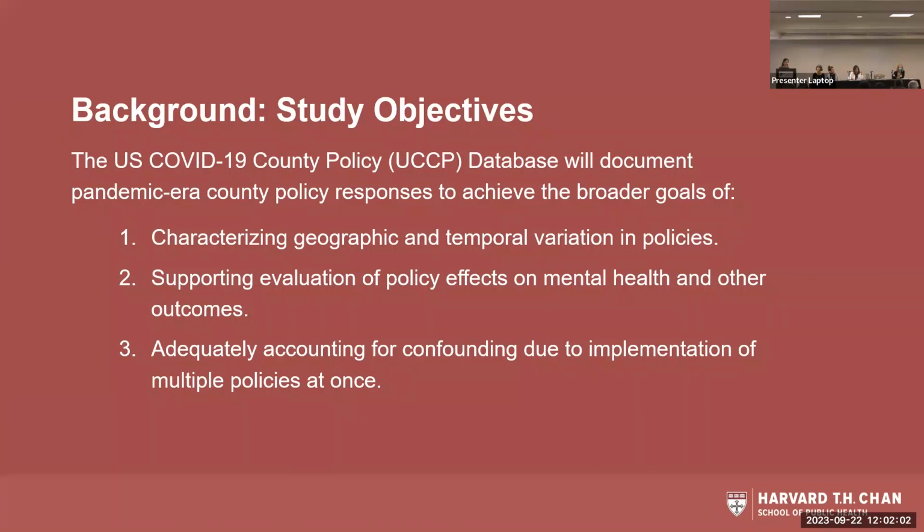And then third, which is sort of the nerdy methodological aim, is we want to make sure that ours and other researchers' policy evaluations adequately account for confounding, or endogeneity, as our economist friends like to call it. So in other words, we want to reduce the chances that we attribute effects to just one policy, like workplace closures, when other co-occurring policies like eviction moratoria may also contribute to the outcomes being examined. And to do that, we need to know what policies were in place at any given time in a particular county, which the UCCP database should hopefully help with.